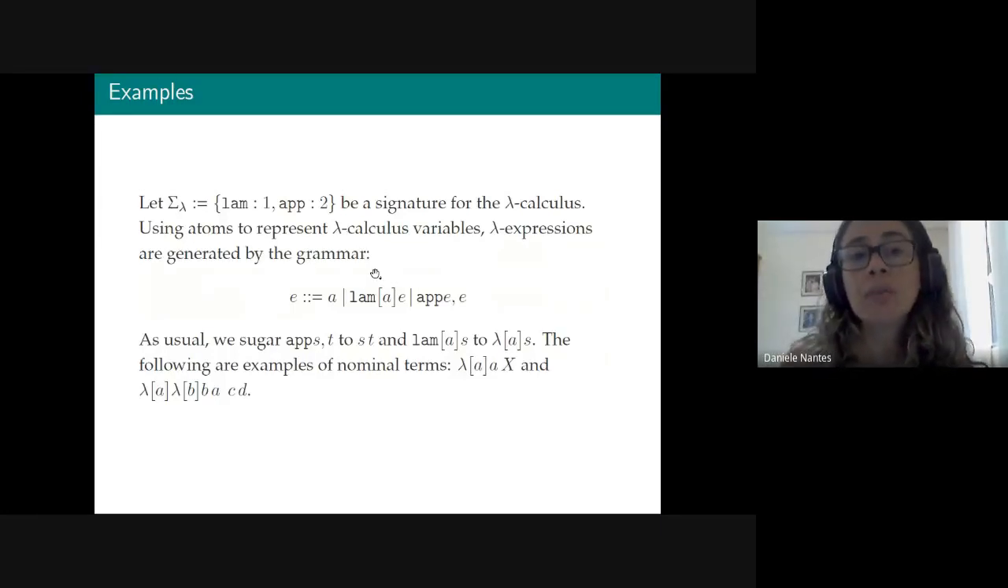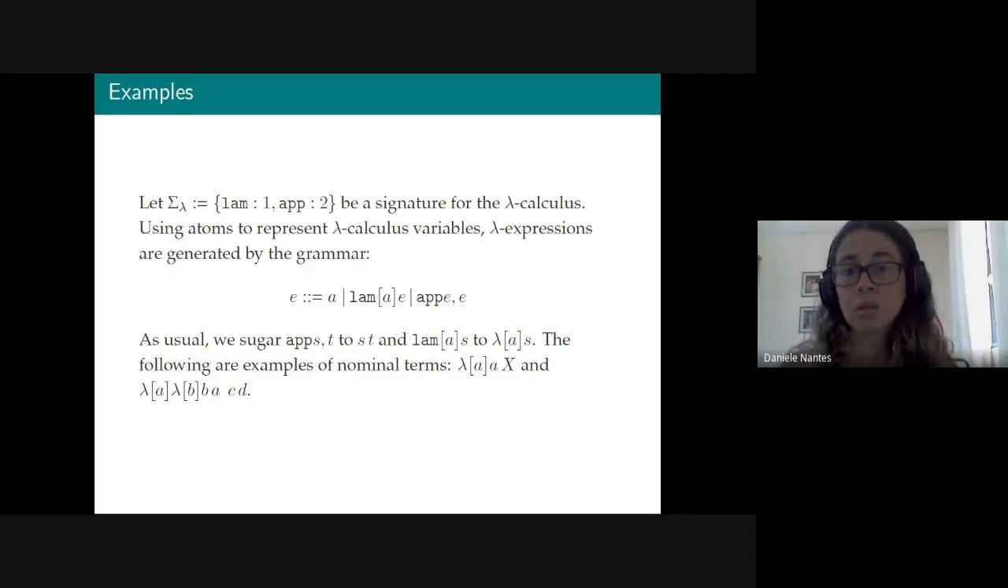So for instance, if you take a signature for lambda terms, you call lam the lambda abstraction, of arity 1, and you have the application, of arity 2, and you can represent terms in the lambda calculus as follows. You have a variable, the one that can be bound, and you have abstraction: lambda A. E means that A is abstracted in the term E, and you have application of two lambda terms. Okay, so the nominal language is very expressive.